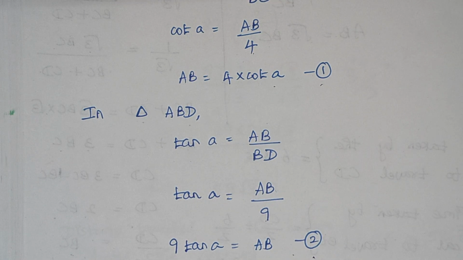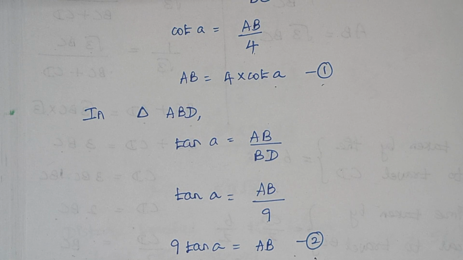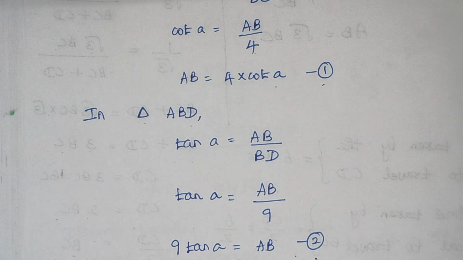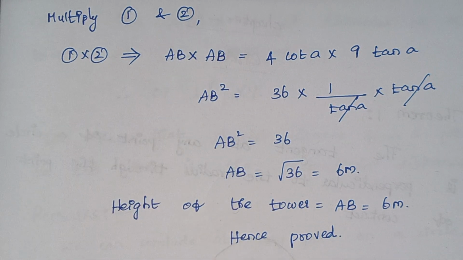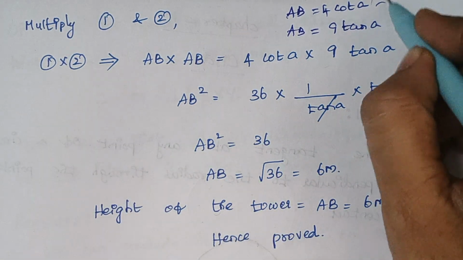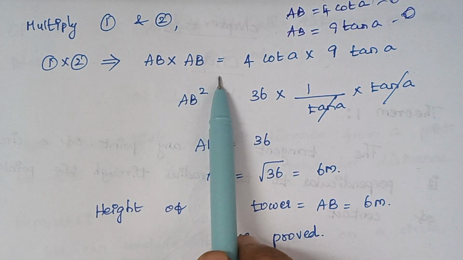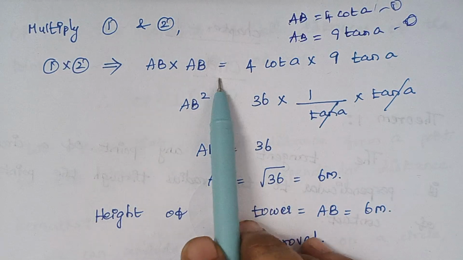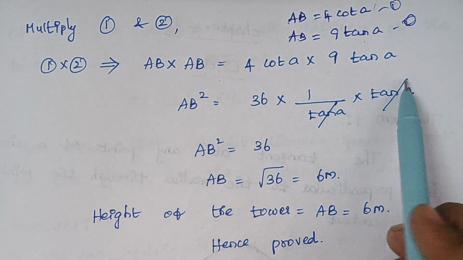Right. So here we have to prove that the value of AB is 6. In order to prove that, we are multiplying 1 and 2. So when you multiply, what happens? 1 into 2 implies, on the left hand side, AB into AB is equal to, that is we are multiplying left hand side terms, then we have to multiply right hand side terms, 4 cot A into 9 tan A.